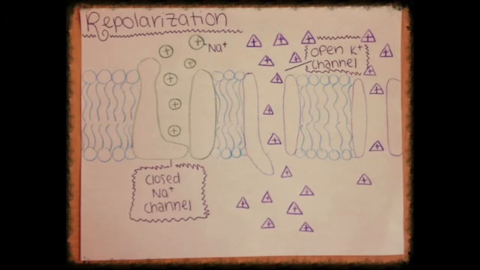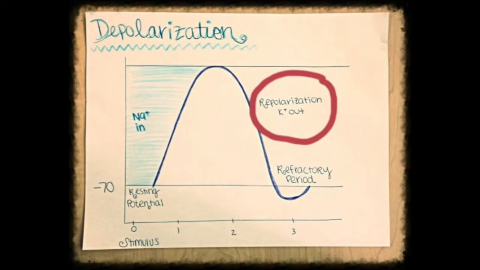Once depolarization ends, all of the sodium gates will shut and the potassium gates will open. Once the potassium channels open, potassium will rush out of the cell down its concentration gradient. As the positive potassium ions are leaving, the voltage across the membrane will start to switch back to negative. This event is called repolarization.